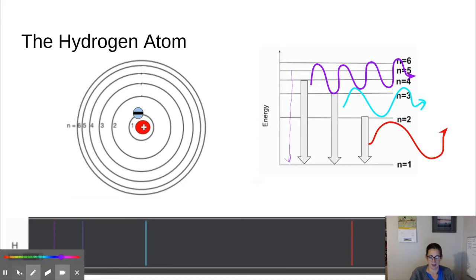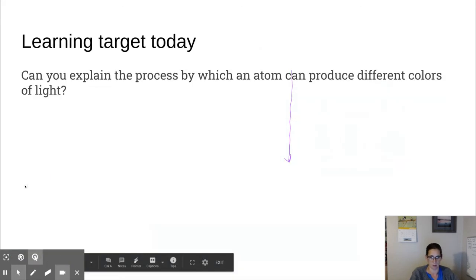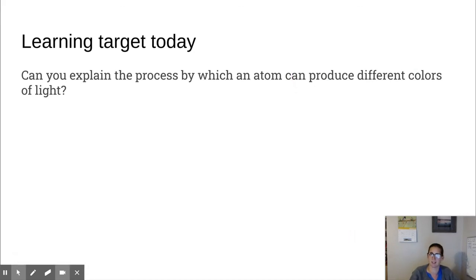All right, so again, the goal today was, can you explain the process by which an atom can produce different colors of light? So I want you to take a little bit of time and kind of sit with this and say, okay, can I do that? First, try to do it without your notes. And if you're not sure, go back, look again at your notes, and make a diagram somewhere. Just try to put it into your own words, or your own sketches, or your own doodles to really bring it home.